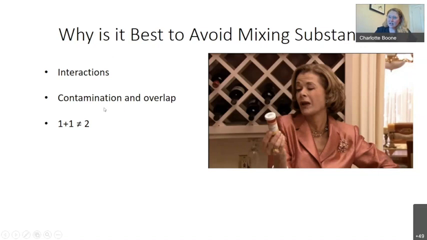And finally, 1 + 1 does not equal 2. So just because I might have one effect to the substance on my left and another effect to the substance on my right, doesn't mean that when I use them together, those two effects will just happen at the same time. It's actually going to be likely an entirely new effect that those two things together have.